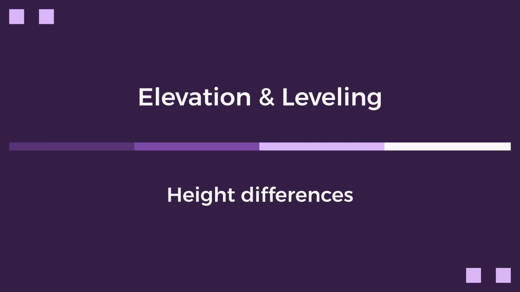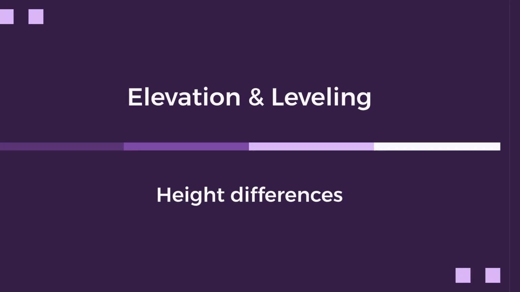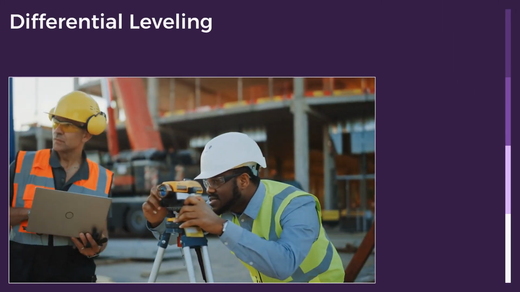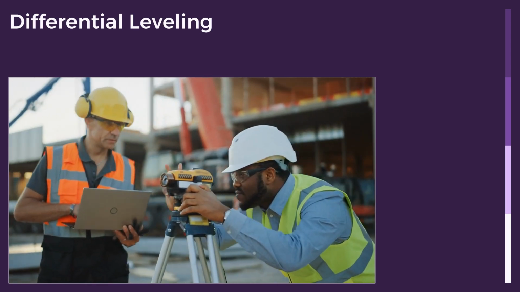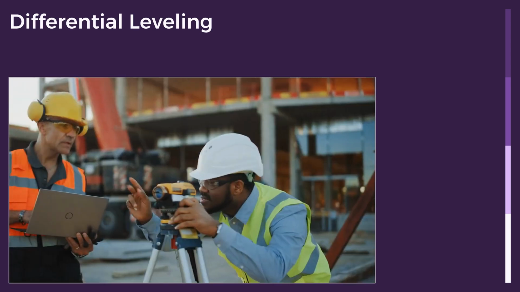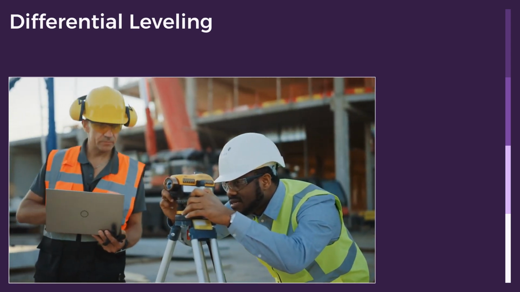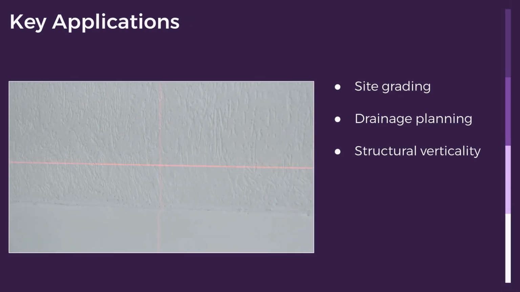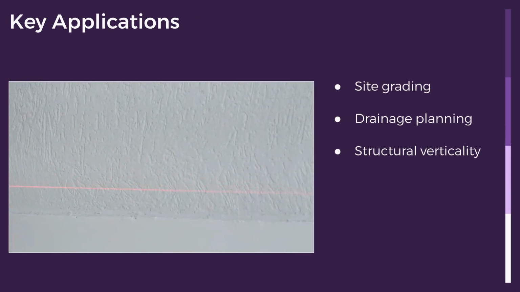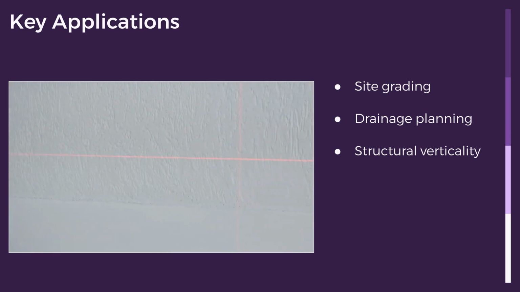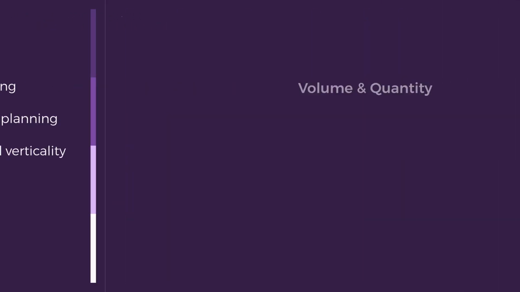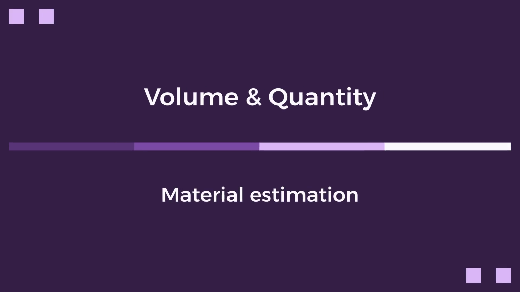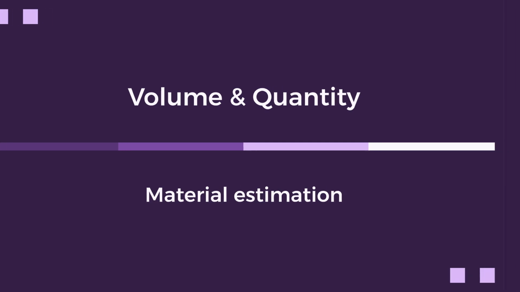Elevation and leveling measurements determine height differences, crucial for gravity-based systems like drainage. Differential leveling, using a level and staff, accurately determines relative heights across a site, setting the benchmark for all vertical construction. Accurate leveling is indispensable for planning site grading, ensuring proper drainage flow, and maintaining the correct vertical alignment of structural elements. Next up, volume and quantity measurements, vital for accurate material estimation and cost management.